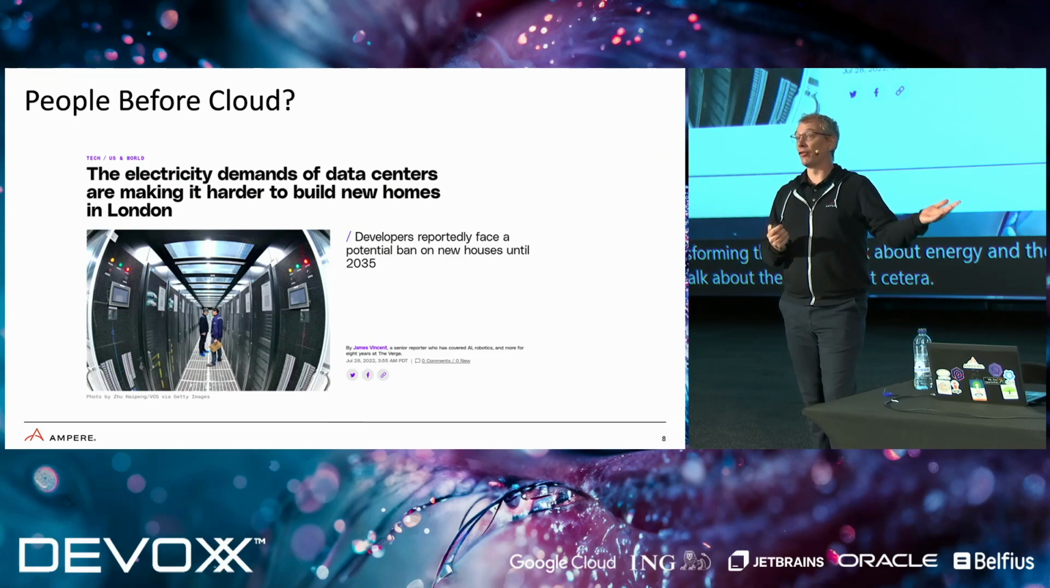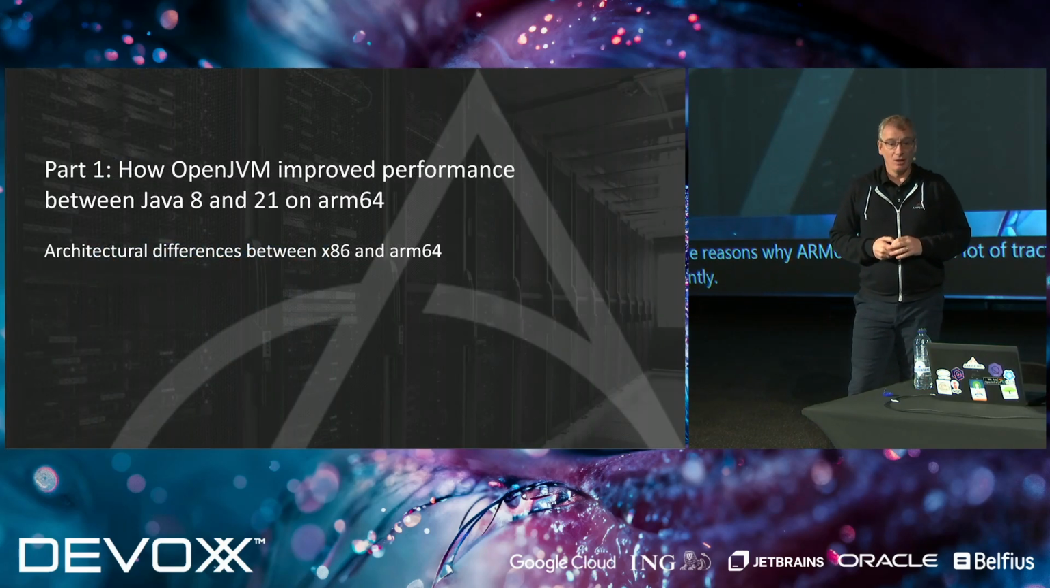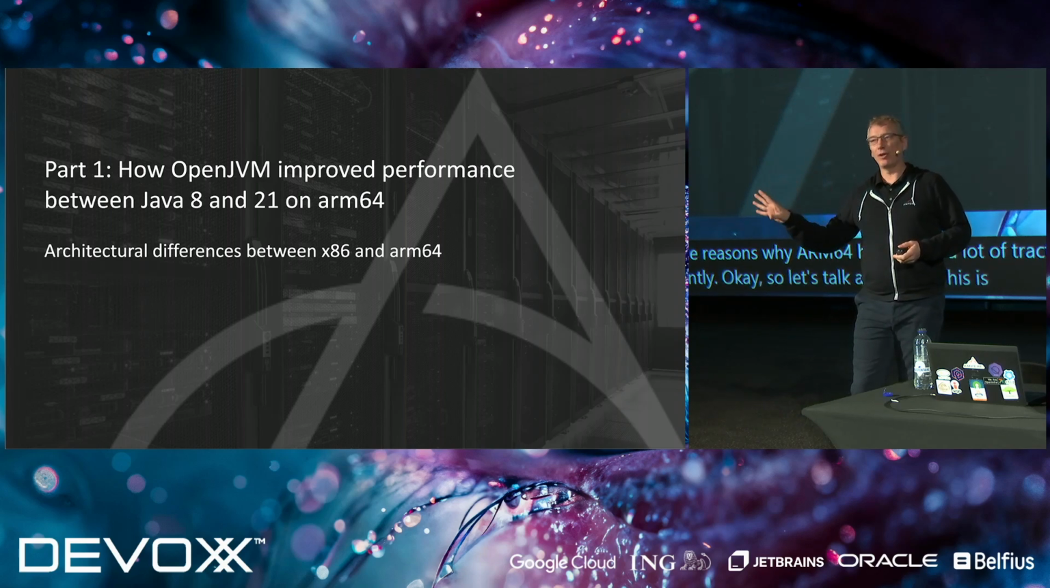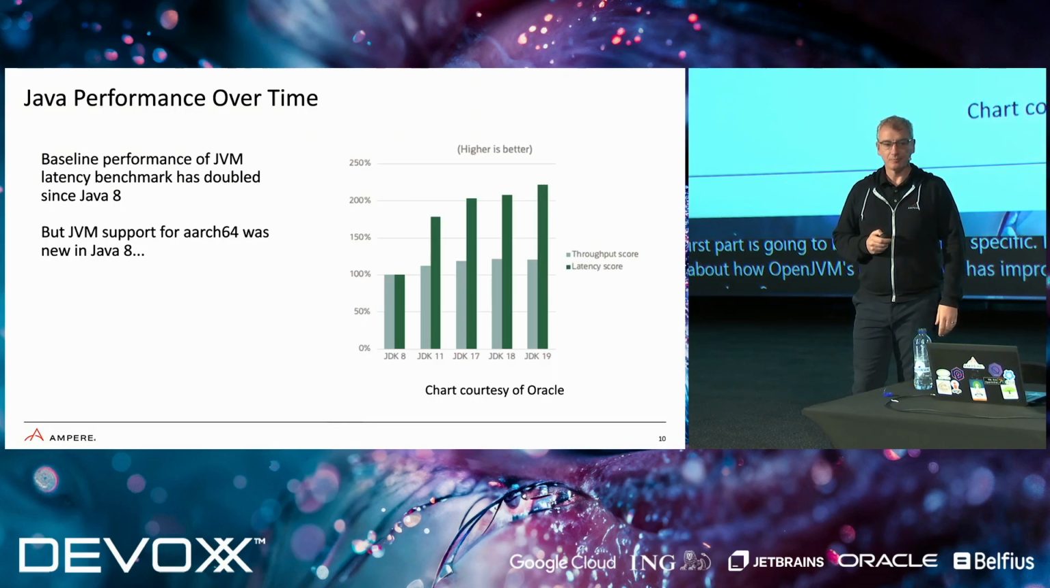So these are some of the reasons why ARM64 has gotten a lot of traction recently. Okay, so let's talk a little bit. The first part is going to be more ARM64 specific. Let's talk about how OpenJVM's performance has improved between Java 8 and Java 21.